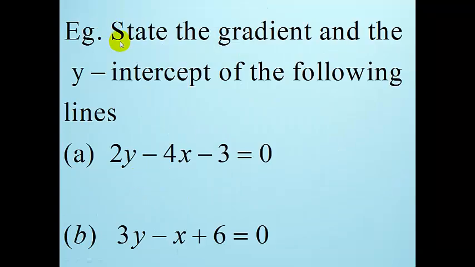Now let's look at this problem. State the gradient and the y-intercept of the following lines. 2y minus 4x minus 3 is equal to 0. 3y minus x plus 6 is equal to 0. These are the two lines, and from these two lines we have to state the gradient and the y-intercept. Now let's look at how we can solve this problem.